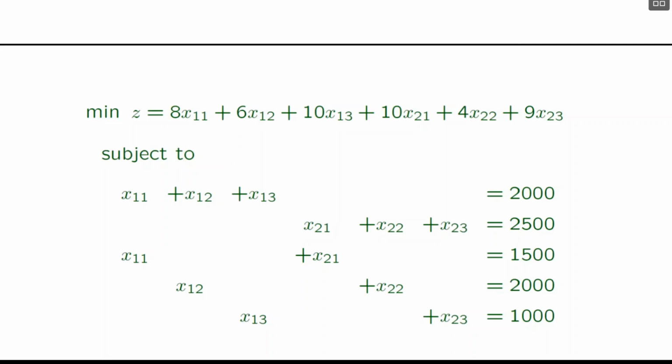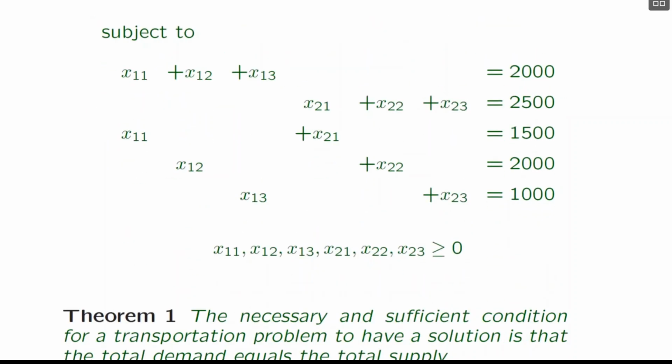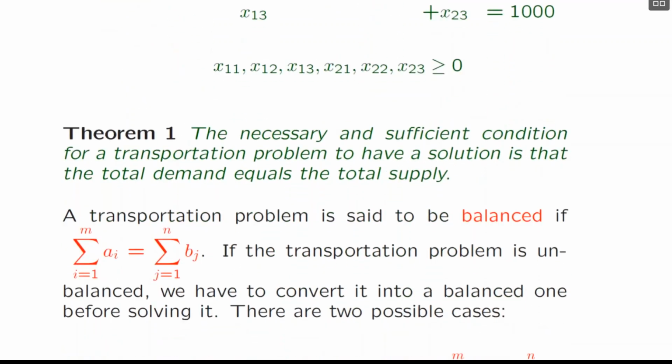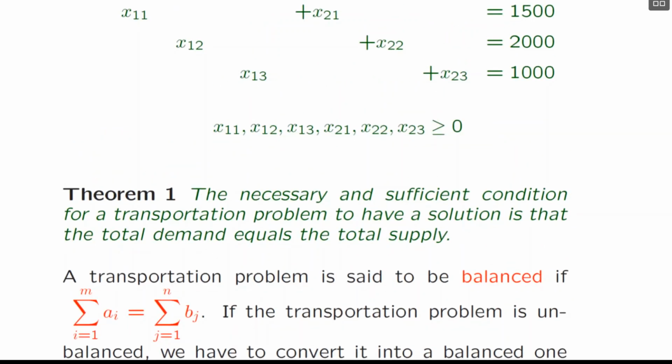So in order to have an optimal solution, it must happen that the total supply and the total demand must be equal. As I have already told you, the problem will be called a balanced problem if the total supply and the total demand are equal. That is, sum over i equal to 1 to m of ai is equal to sum over j equal to 1 to n of bj.